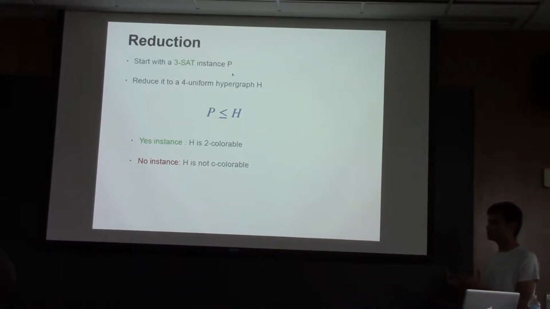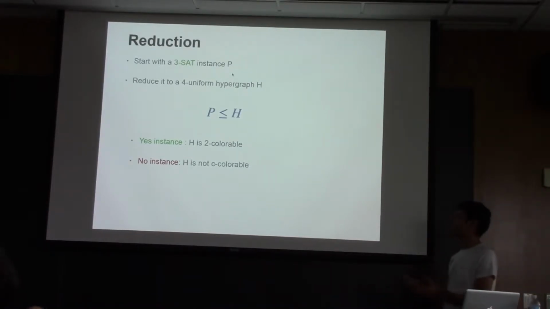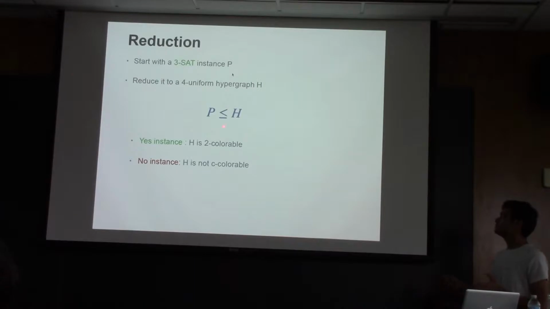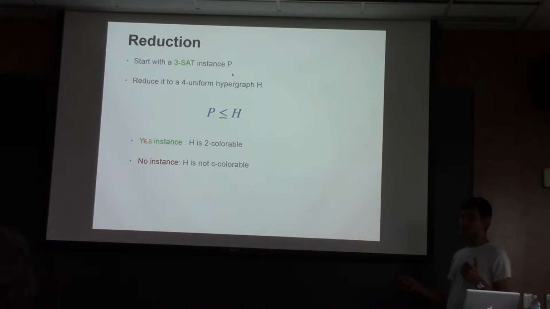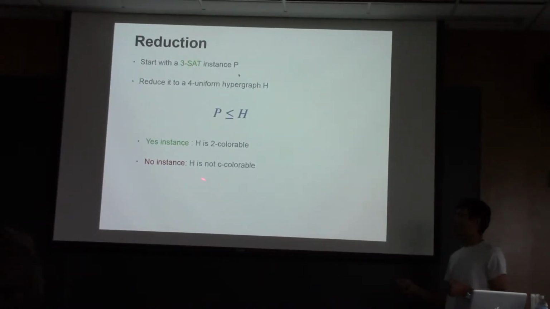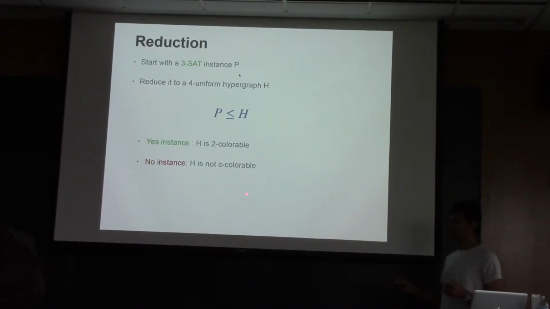So how does any reduction look? You start with a 3-SAT instance, and then you reduce it to, in our case, a 4 uniform hypergraph. And then you want two guarantees to hold. If the 3-SAT instance is satisfiable, you want your hypergraph to be 2-colorable, and if it is not satisfiable, you want your hypergraph to be not c-colorable. This will show that the distinction between 2-colorability versus c-colorability is NP-hard.